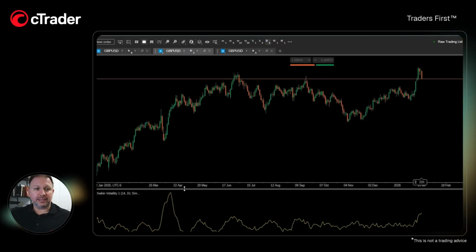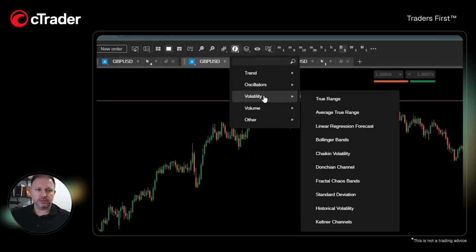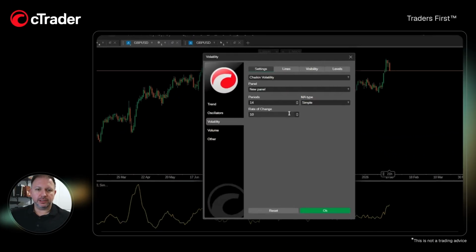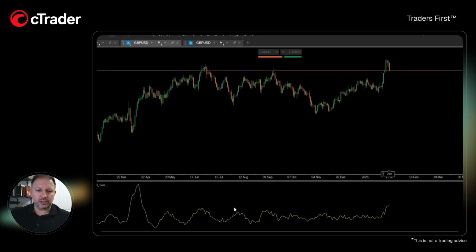So with that in mind, where do we find it? We go to the indicator sections, the volatility and Chaikin volatility, and you would see here that usually it is applied to the SMA, the simple MA method, over a period of 14 with the rate of change of 10. You can design the line, the levels as you wish, and that's what you will get.